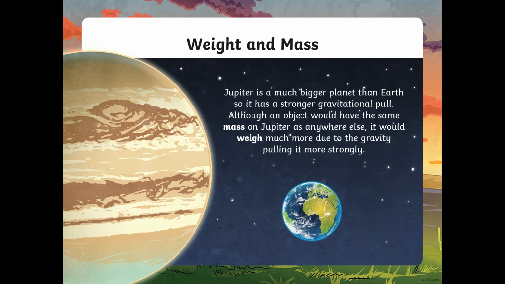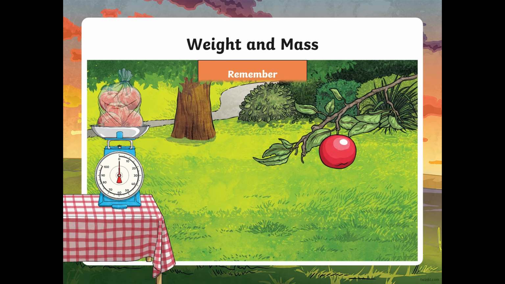Now, Jupiter is a much, much bigger planet than Earth, and it has a stronger gravitational pull, so that even though an object would have the same mass on Jupiter as anywhere else, it would weigh much more. The gravity would pull it down strongly. You can imagine this if you were standing on Jupiter, not that obviously you could do this because of all the problems you'd have with space travel and so forth, but if you tried to jump up, you'd really, really struggle, whereas if you jump up on Earth, you can do it. And there are some places like on the Moon, if you jumped, you'd go really, really high up.